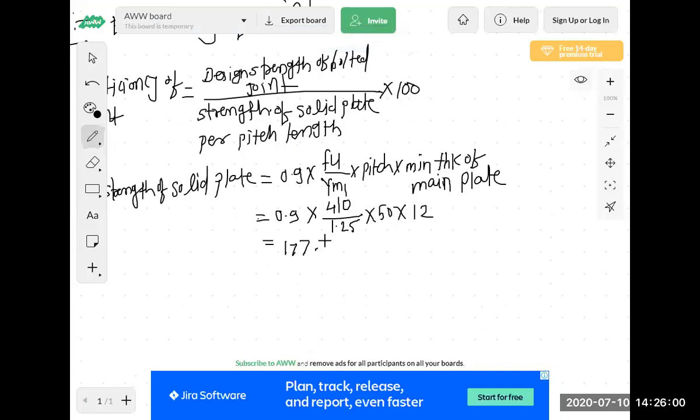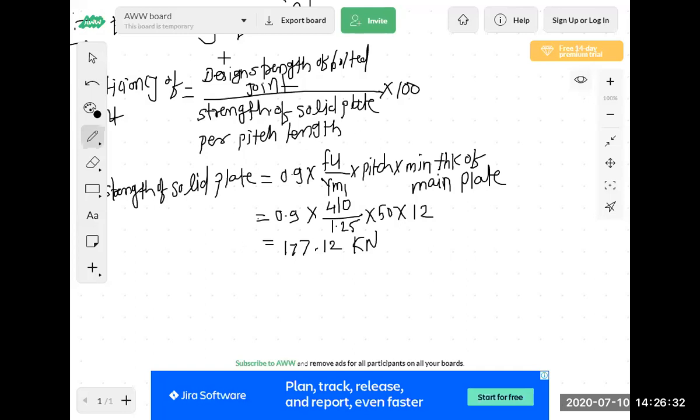177.12 kilonewton. Correct. 177.12 kilonewton is the strength of solid plate. Now whatever calculated strength of solid plate is there, that we have to put here. And design strength of bolted joint we have already calculated. So now find the efficiency.